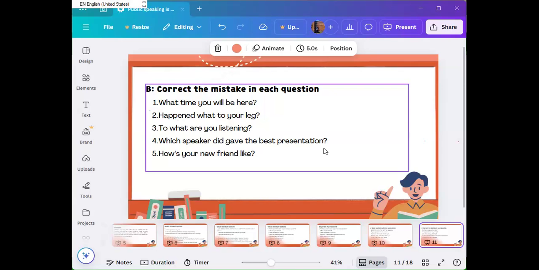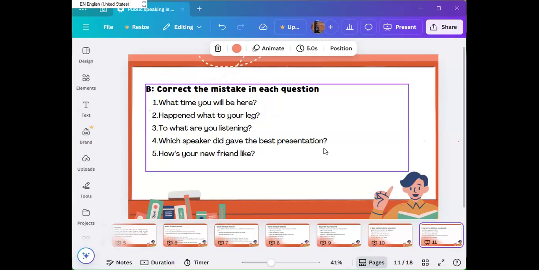So number 5. How's your new friends like? What do you think of this one? Which one is wrong? Wrong question. Which one is wrong? How your new friends like? How's your new friend like?